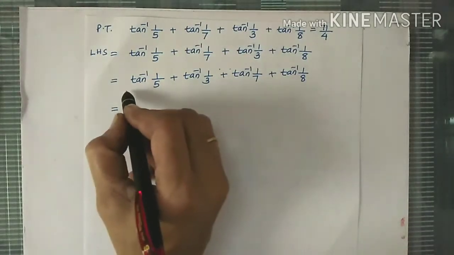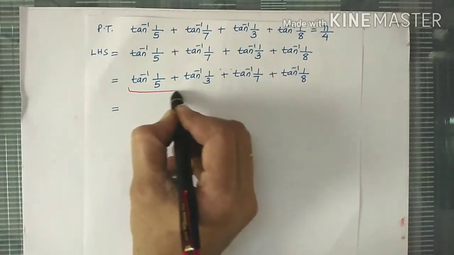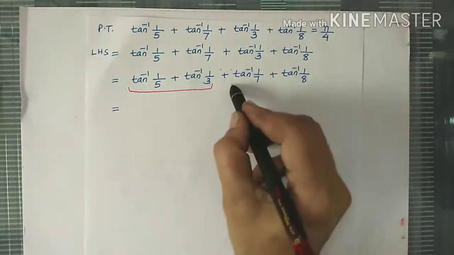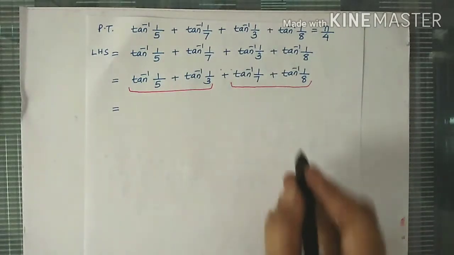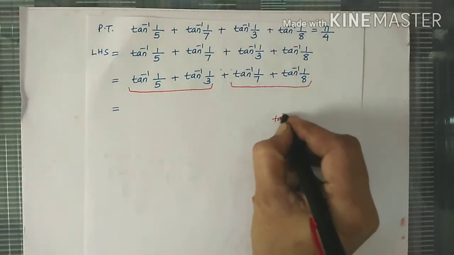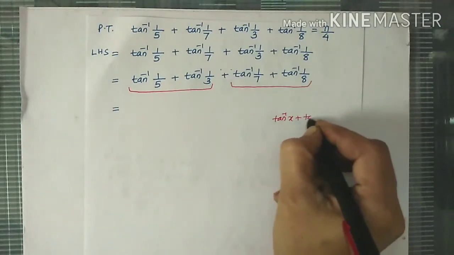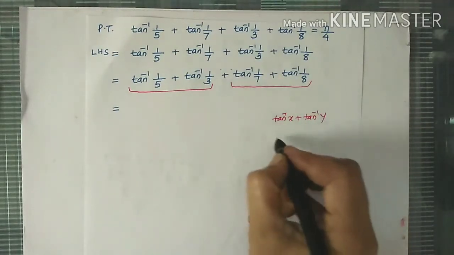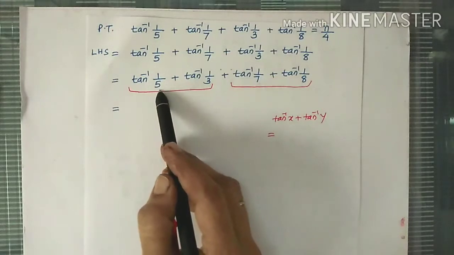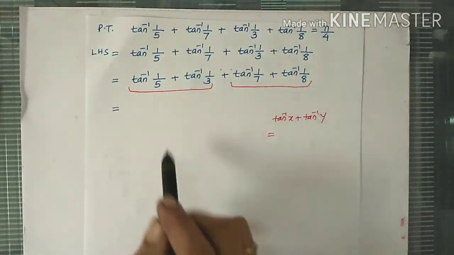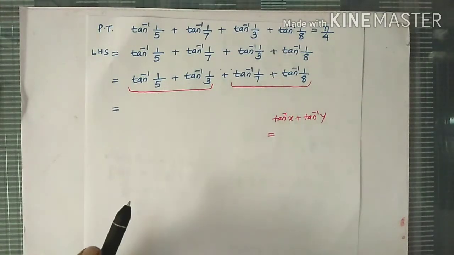So we are using the property for tan inverse of x plus tan inverse of y. Let's take these two terms together and these two terms together, and let's use the property for tan inverse of x plus tan inverse of y. But before using the property, let's check the value of xy. If you take any two values, the numbers are already less than 1, so their product is also less than 1.